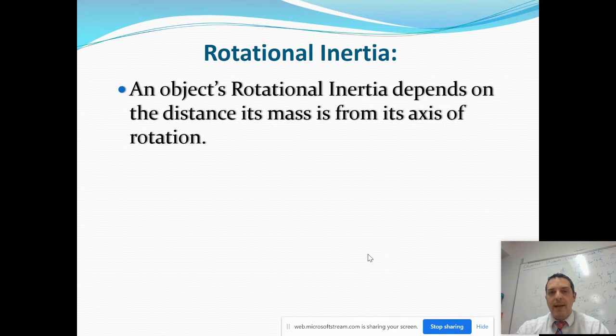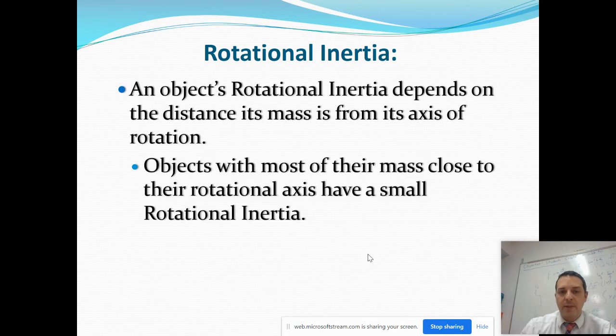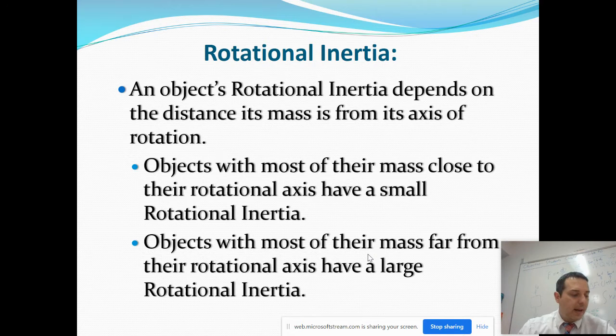When you talk about an object's rotational inertia, the rotational inertia depends on the distance its mass is from the axis of rotation. Objects with mass closest to their axis will have a small rotational inertia. On the counterpoint, objects with their mass far away from the rotational axis will have a larger rotational inertia.